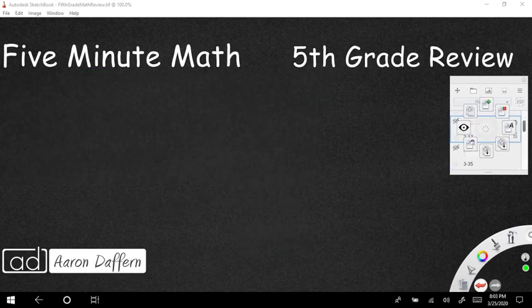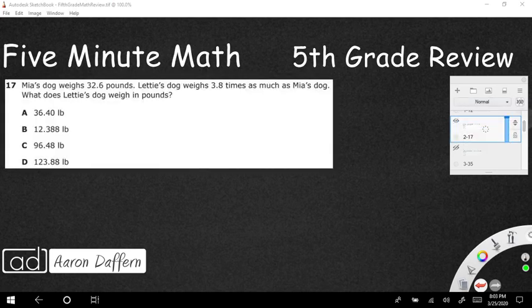This is where it gets a little bit trickier. Mia's dog weighs 32.6 pounds. Letty's dog weighs 3.8 times as much. So they're actually giving you the keyword there. When they say times, that's going to be your keyword for multiplication. 3.8 times as much as Mia's dog. What does Letty's dog weigh in pounds?